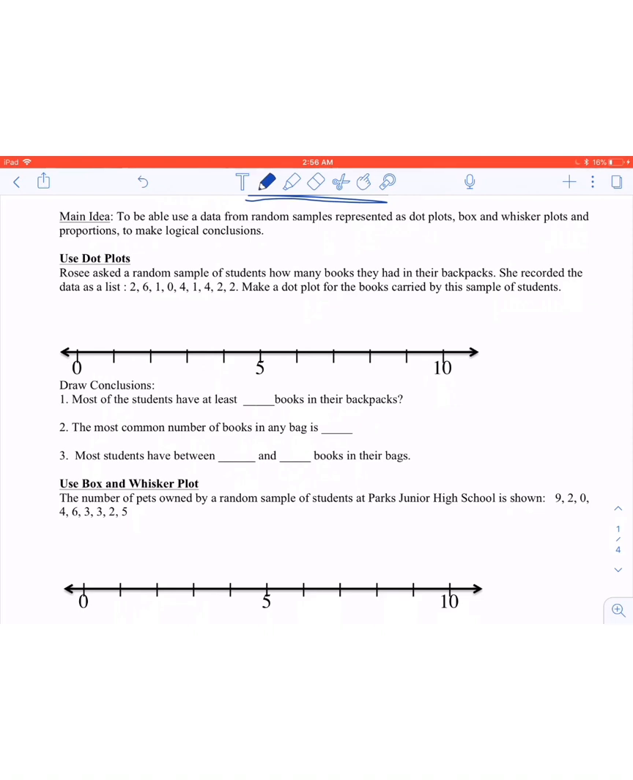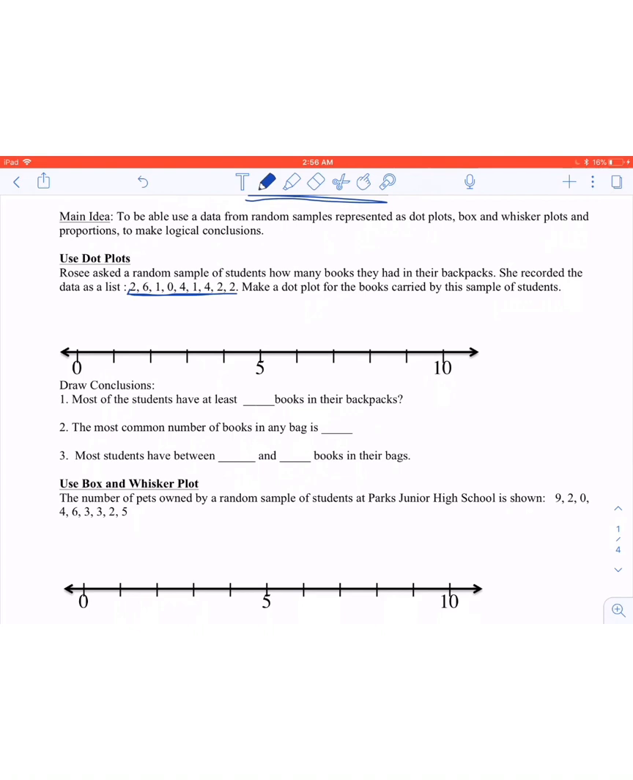Alright, so we are going to use dot plots first. Dot plots, as the name says, use dots. The example says Rosie asked a random sample of students how many books they had in their backpacks. She recorded the data as a list, a list of the number of books each student had. So we're going to make a dot plot.